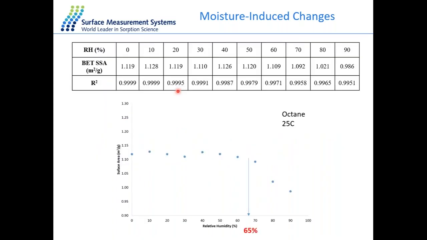So here are the microcrystalline cellulose results, and we looked at the BET surface area as a function of relative humidity in the inverse gas chromatography. We're using octane at 25 degrees C as our sorbate. And as you can see, the BET surface area is relatively constant until we get to above about 65% RH. And then we see a rather significant decrease in the surface area. Again, this might be due to water changing the void volume or the glassy to rubbery transition. And we can see how the surface area can change significantly.